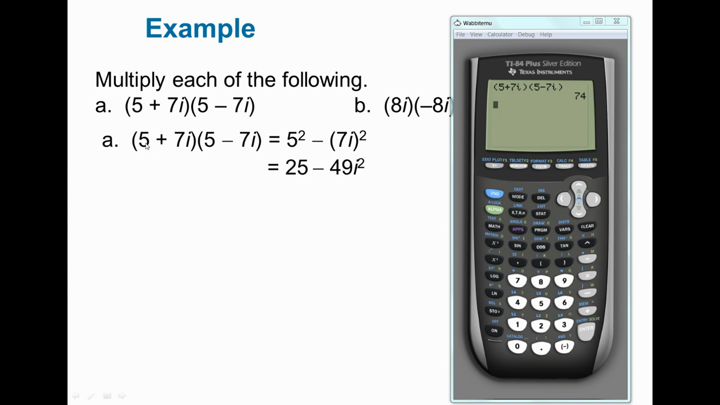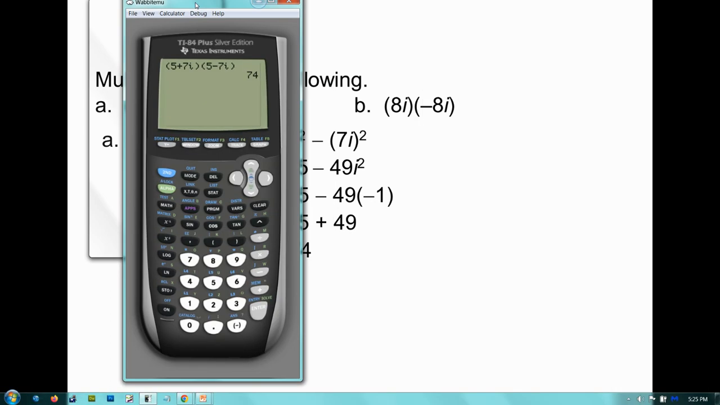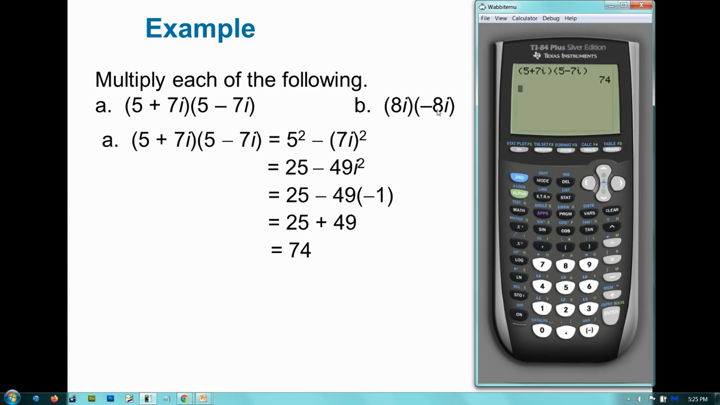He's squaring the first term, 5 times 5, 25, 5 squared. Positive times negative is going to be a negative. 7 times 7 is 49. i times itself is i squared. But we know i squared by definition is negative 1. 25 and 49, 74. The calculator gave it to me a while back.